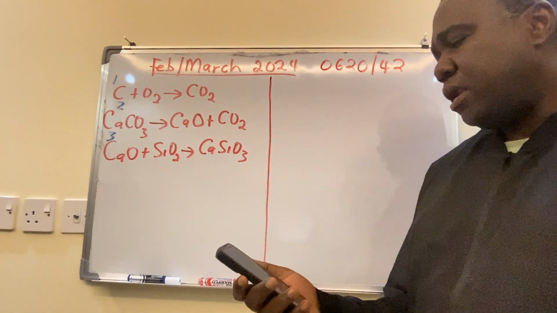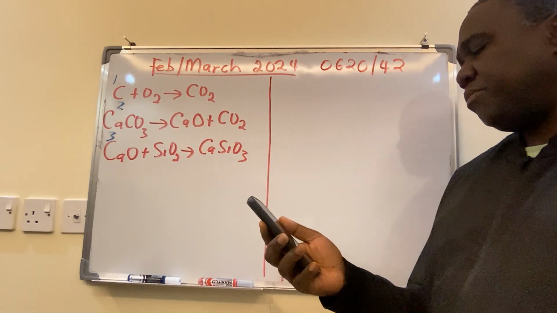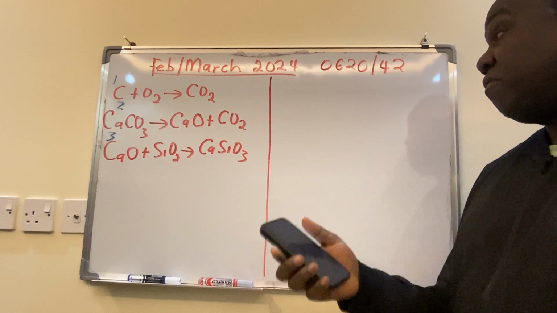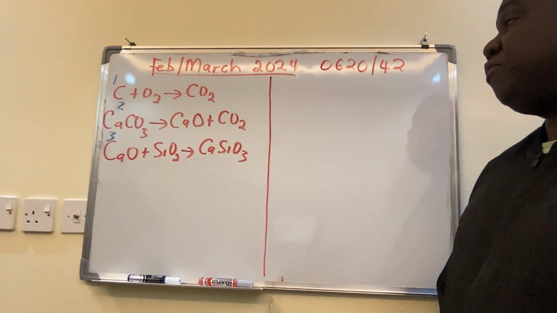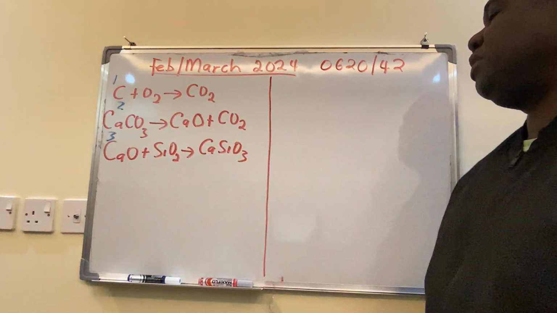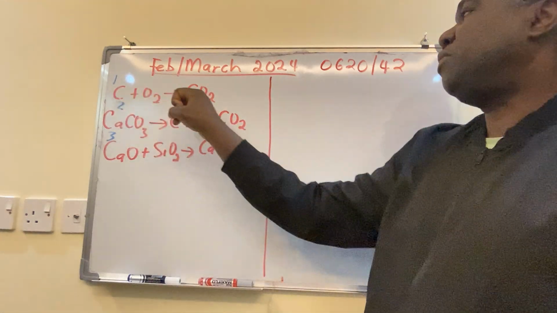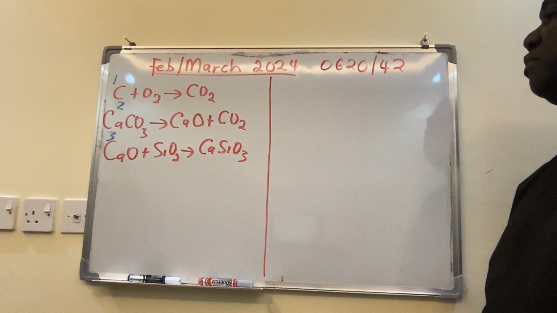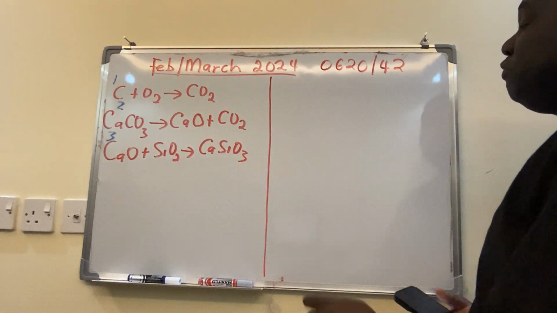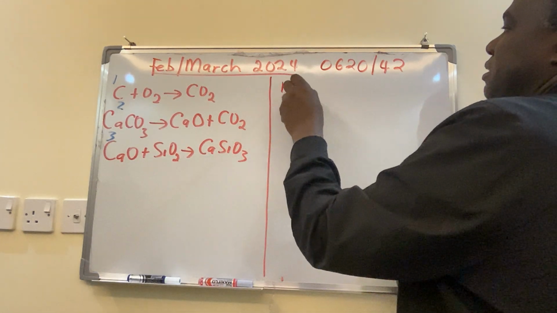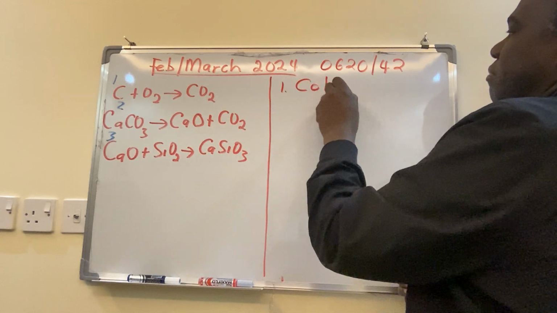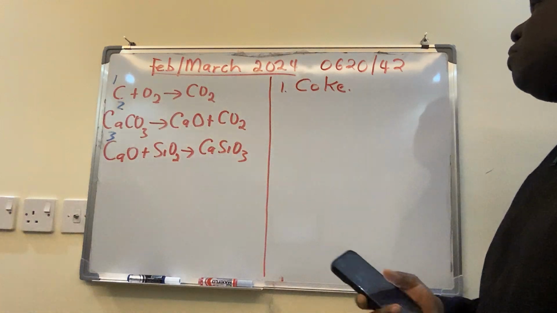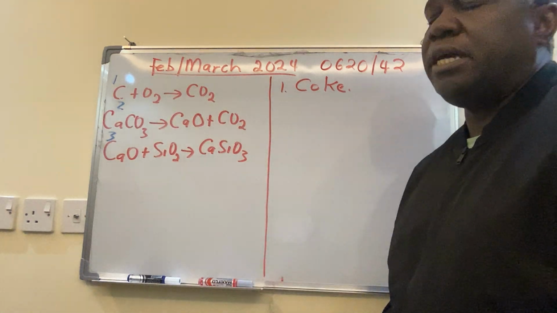Question number 1 was actually saying, name the substance which provides the carbon for this reaction. If you look at these three equations which were given in the paper, you have carbon plus oxygen. They wanted to know where the carbon actually comes from in the blast furnace. The substance which is the source of carbon is known as coke. They put coke in the blast furnace to act as the pure source of carbon.